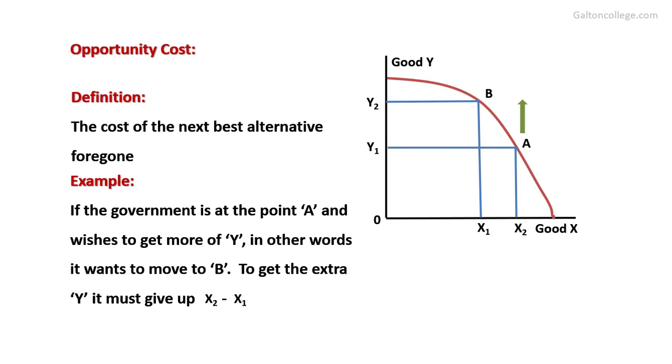It gets more of Y. It goes from Y1 to Y2. That's what it wants. But to do that, it has to give up X. It has to move from X2 down to X1. It can't have more of both.